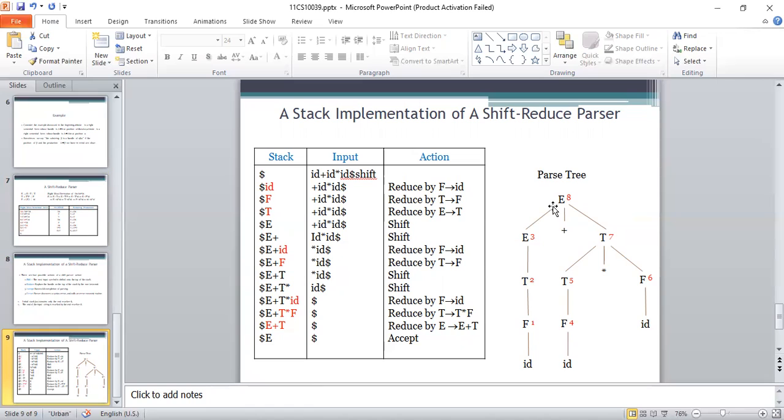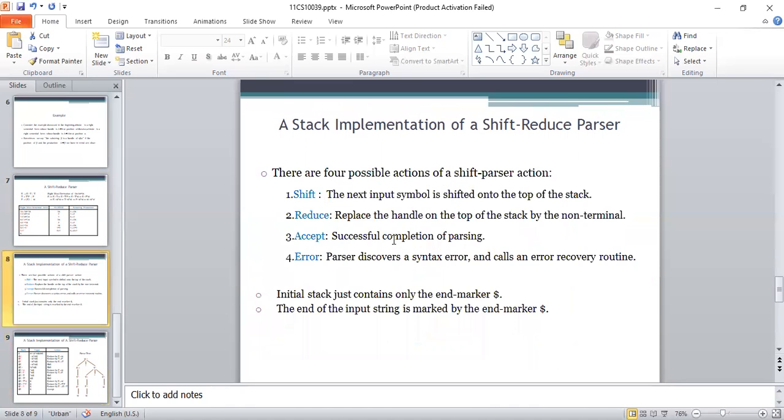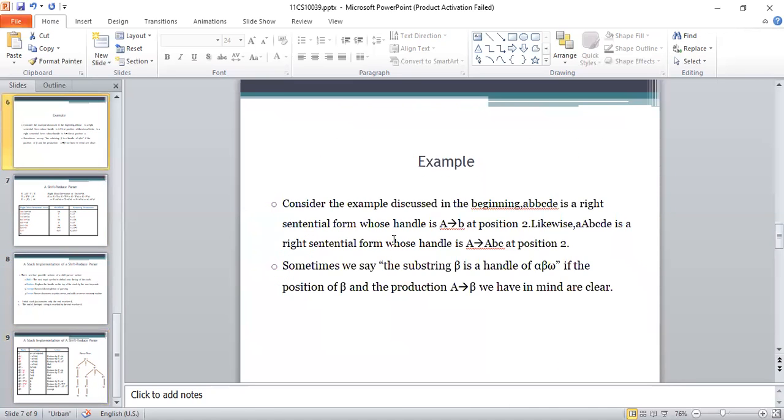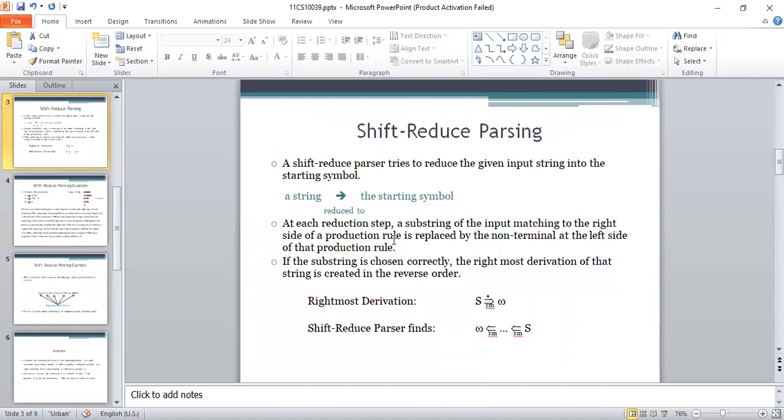So this is our parse tree, which is constructed based on these actions. Okay, this is all about the LR parser, how we are going to parse the input string and how we have constructed the bottom up parsing. Next topic, we'll discuss other techniques in the next class. Thank you for listening.